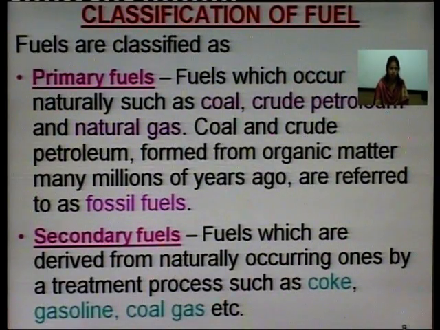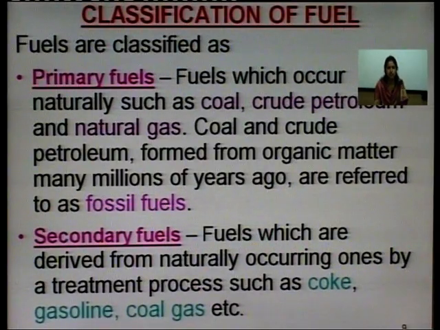So, what are secondary fuels? Let us discuss it. The fuels which are derived from naturally occurring ones by a treatment process, such as coke, gasoline, coal gas, etc. So, secondary fuels are those which are derived from primary fuels via a chemical treatment process. What are the examples of secondary fuels? The secondary fuels are coke, gasoline, coal gas, etc.